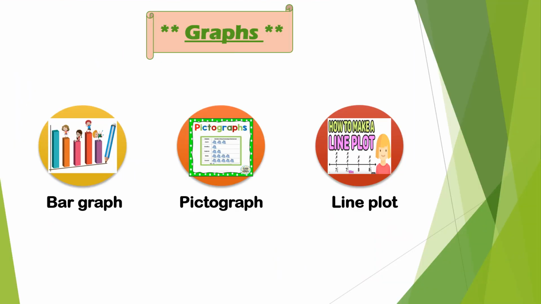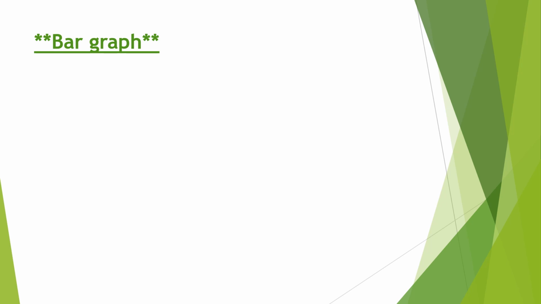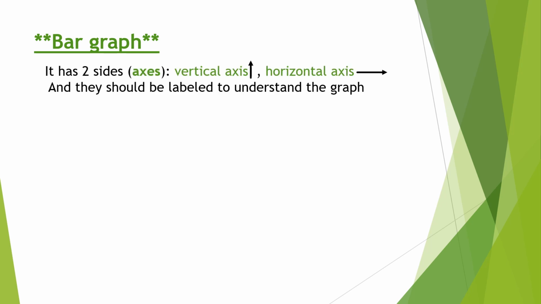Now we will move to graphs. We will discuss three types of graph: bar graph, pictograph, and line plot. Let's start with bar graph. We studied it already in grade 2 and we said that it has two sides. This year we became older and bigger, so we will call them axes. So it has two axes, a vertical axis and a horizontal axis.